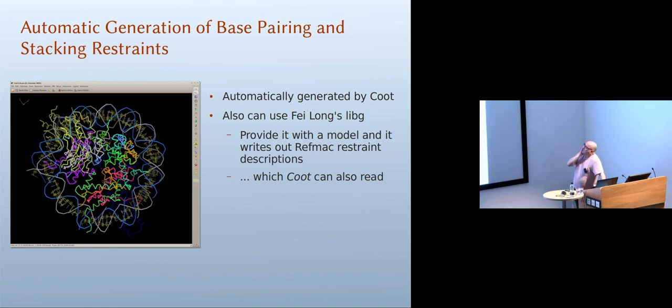There's a program provided by Fei Long called libg that allows not only protein restraints but also stacking and pairing restraints using canonical Watson-Crick based pairing, and now more recently with wobble and reverse wobble bases too.